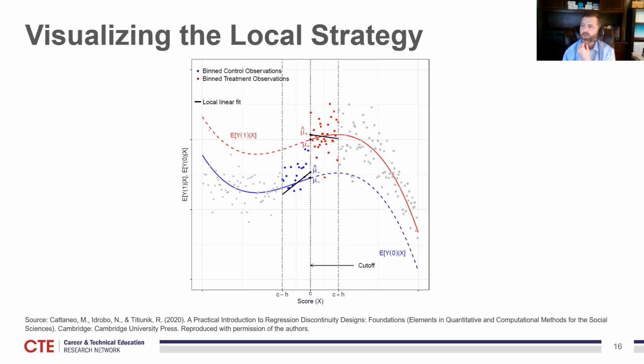For what it's worth, in this picture, the solid blue and solid red lines show the lines of best fit from local polynomial regression. So these are what you get if you added some higher order terms to those regression models instead of just using a linear model. Okay, and I should also mention this image is from another one of the resources that I noted at the beginning, and this resource is really comprehensive if you want to know a lot more of the technical details behind regression discontinuity.